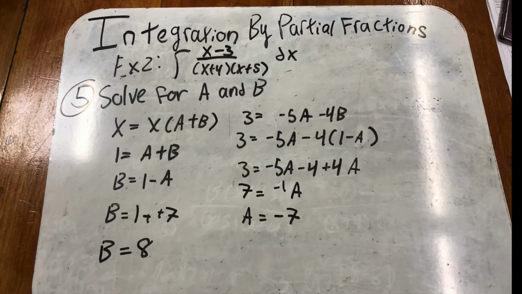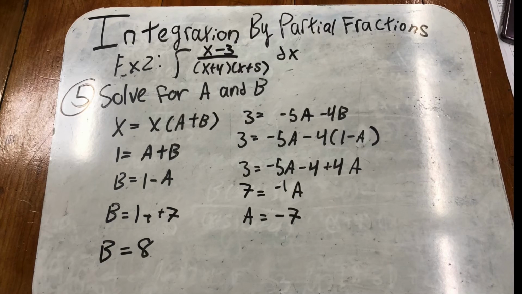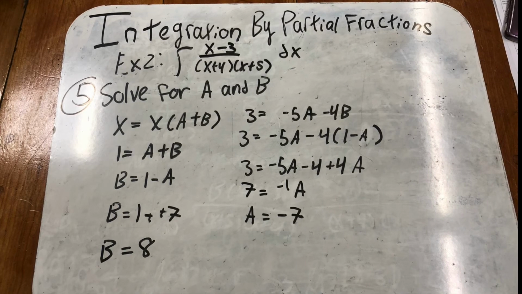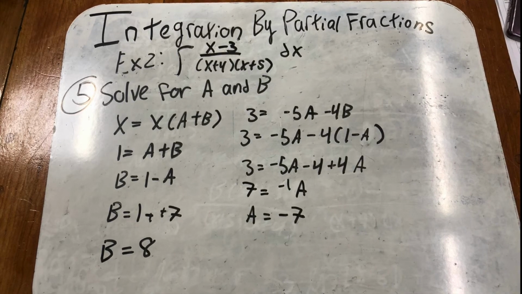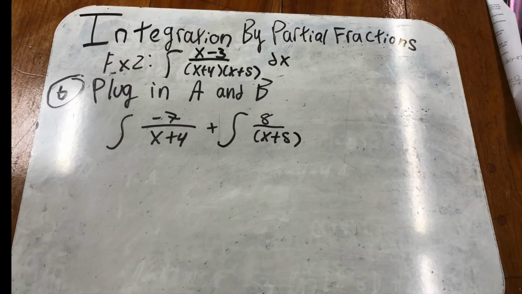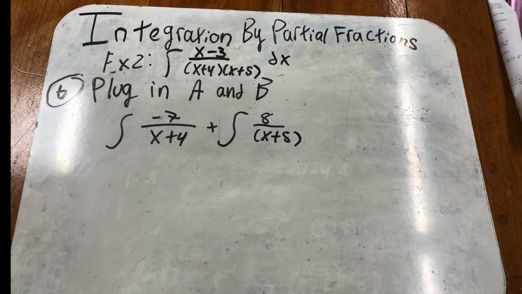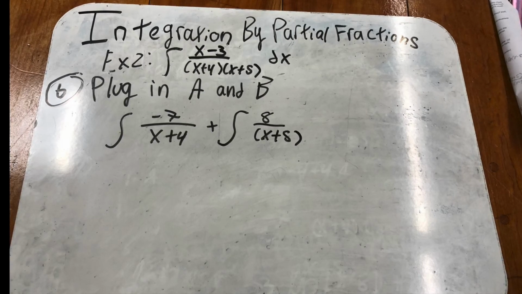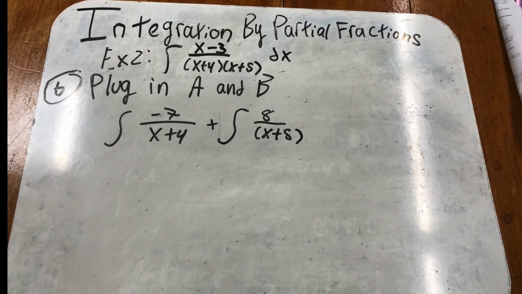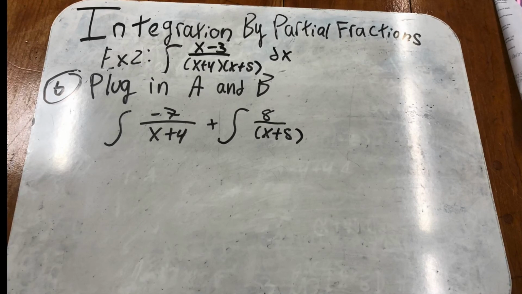Step 5 is to solve for a and b. Using the factors defined in step 4, we created a system of equations where we found that b is equal to 8 and a is equal to negative 7. Step 6 is to plug a and b into the fractions, then we'll get the integral of negative 7 over x plus 4 plus the integral of 8 over x plus 5.